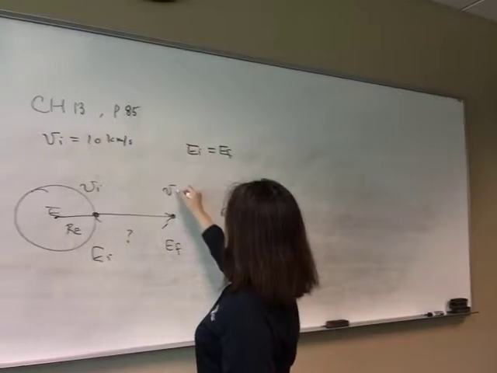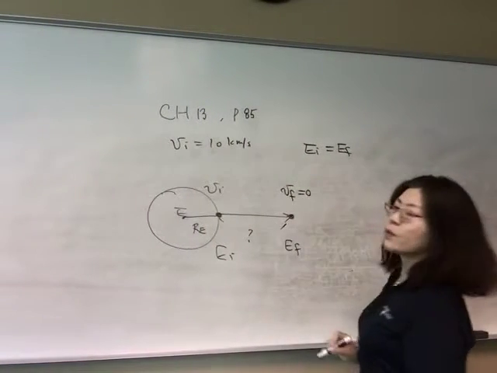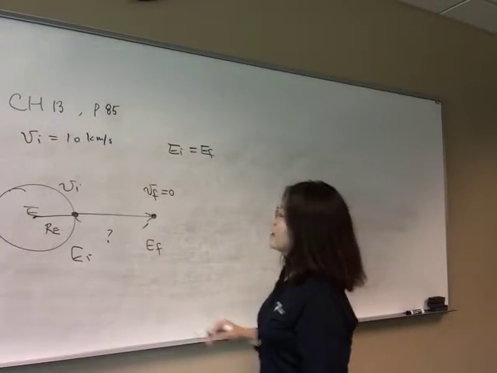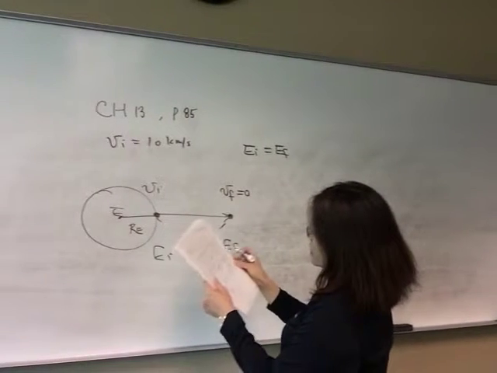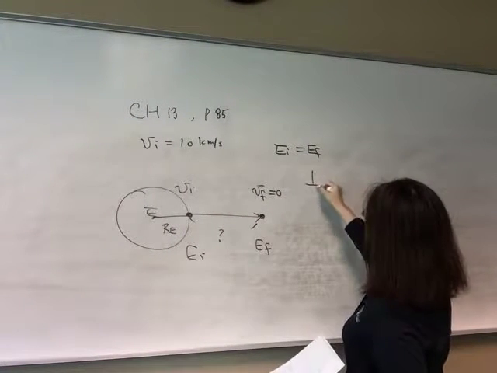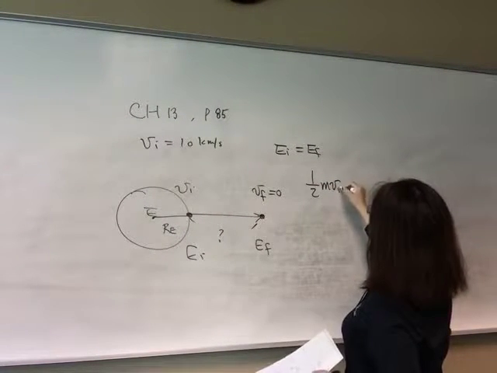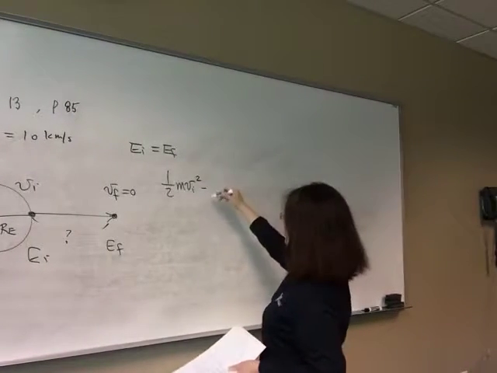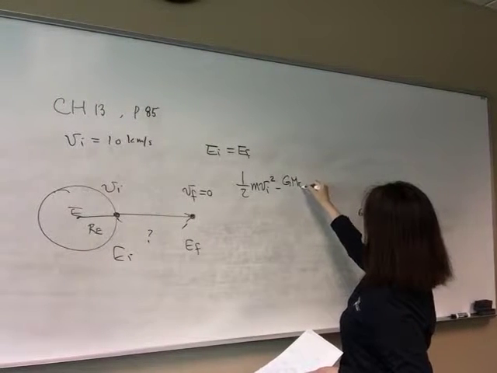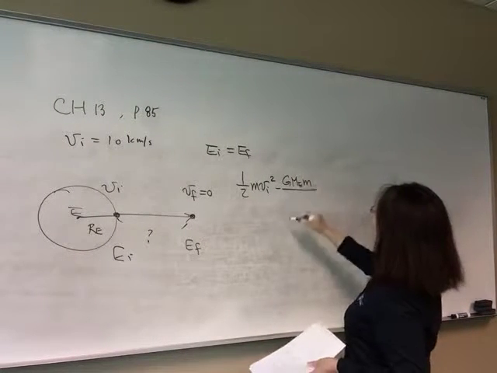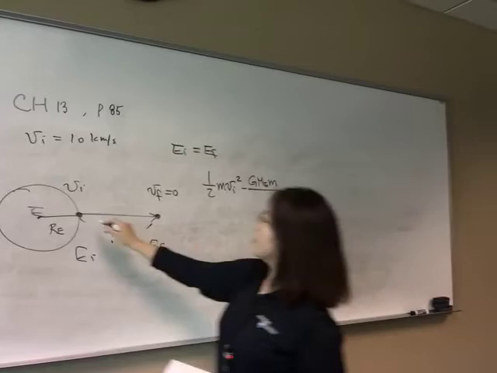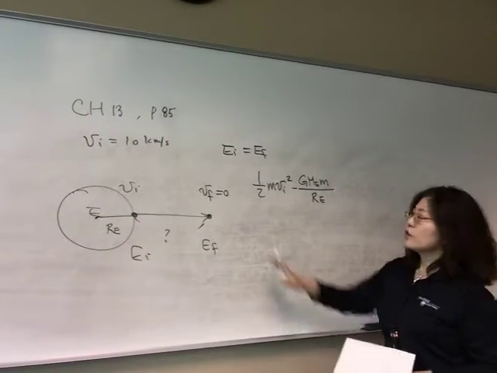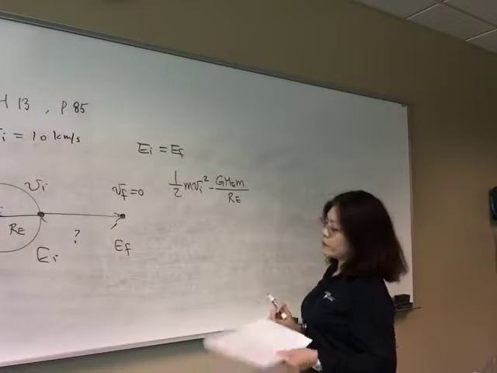The final velocity at the highest point should be 0, which means that it loses all its kinetic energy. And so based on this, you can set up equations. Initially you have 1/2 m vi squared, and then minus, because your potential energy is negative, G, mass of the Earth, mass of the object, over the distance. So the separation here is RE. Okay? So this is the energy content of the projectile.